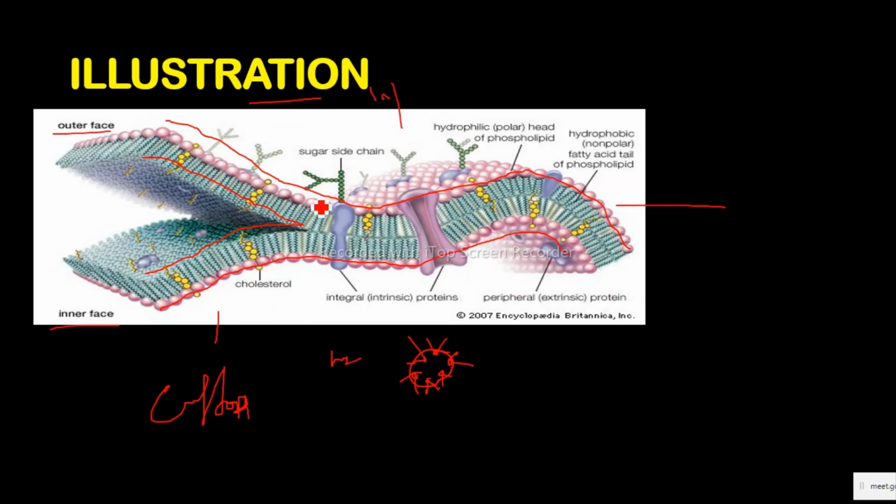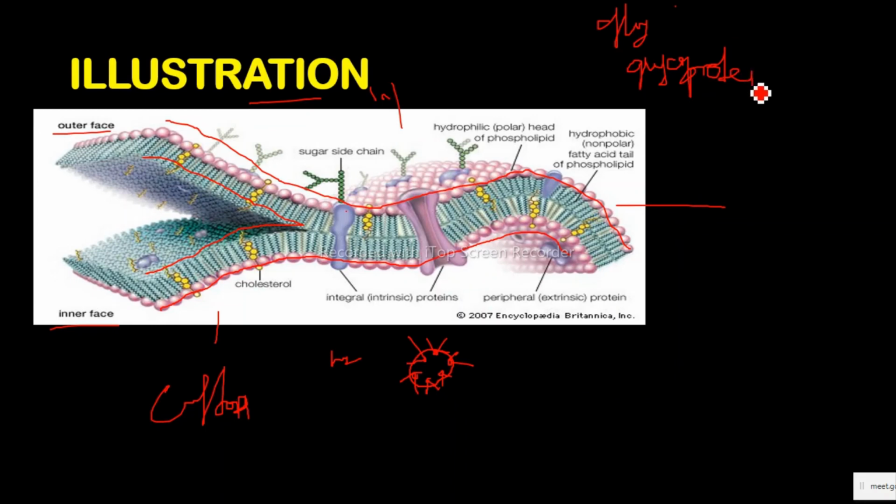Then you have short chains of carbohydrates. You can call them glycans. Okay? And the carbohydrate that is attached on a protein is known as a glycoprotein. Okay? Glycoprotein.